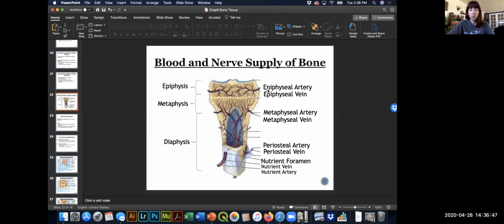So also recall these three paired blood vessels that we talked about: the epiphyseal blood vessels, the metaphyseal blood vessels, and then the nutrient blood vessels, which would nourish the epiphysis, the metaphysis, or the spongy bone tissue, and the diaphysis, respectively. But that was the only reason why we really talked about the metaphysis, is because of the metaphyseal artery and the metaphyseal vein.